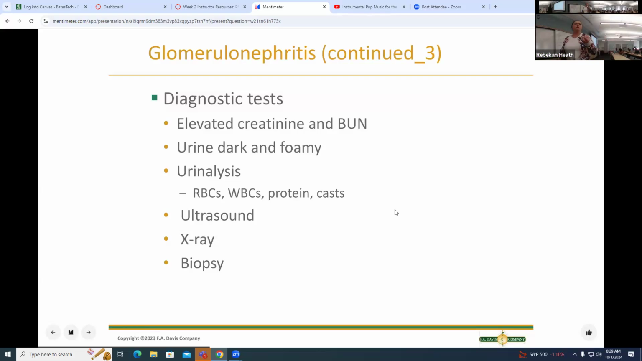BUN is, anybody know what BUN stands for? Yeah, not creatine, blood urea nitrogen. So it's really how our body's filtering out nitrogen. Creatinine is a waste product that our body filters out through the kidneys. Our kidneys filter out most of the creatinine, and that's excreted in our urine. The BUN can get reabsorbed, depending on what our body needs.